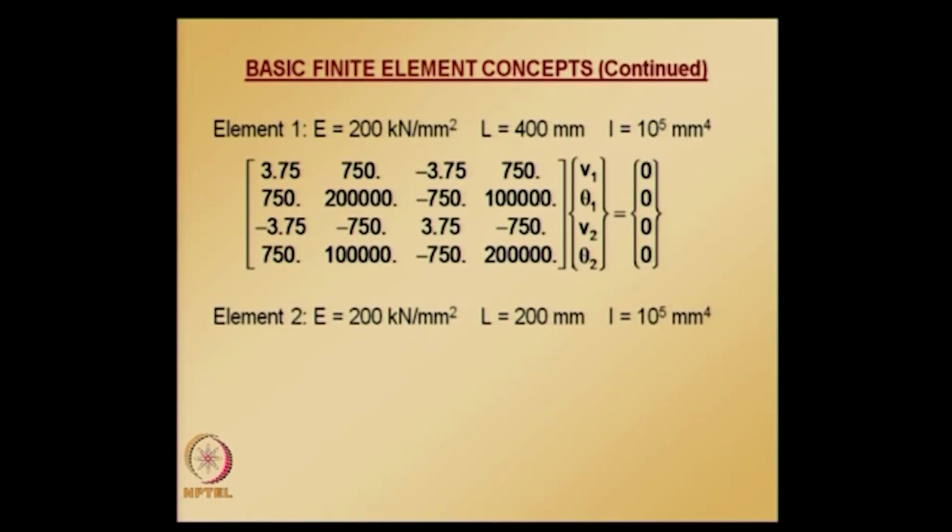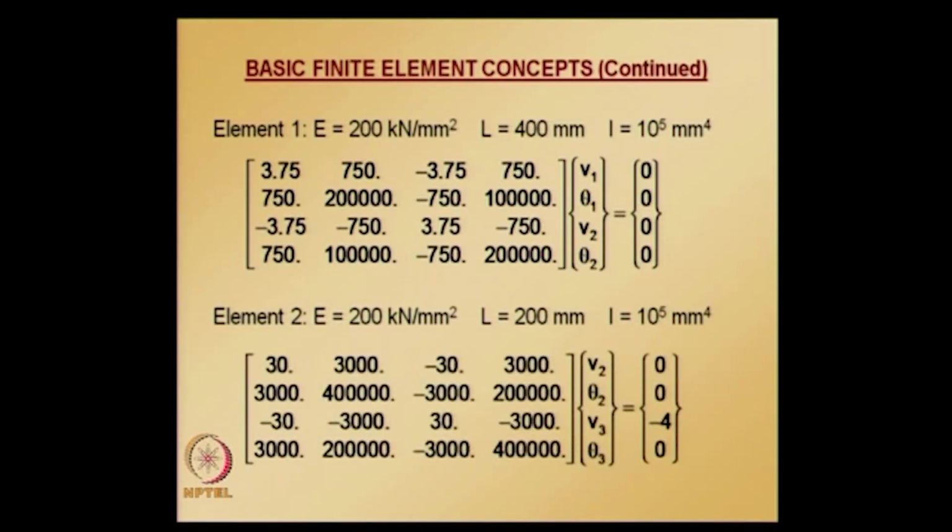So taking these material properties and geometrical properties, element equations for element 2 are these. Here, global degrees of freedom are directly substituted: V2, theta 2, V3, theta 3, and a 4 kilonewton load is applied in the downward direction at node 3, so -4. Please note that all the quantities here are in kilonewtons and millimeters, and element 1 is connecting nodes 1 and 2, element 2 is connecting nodes 2 and 3.